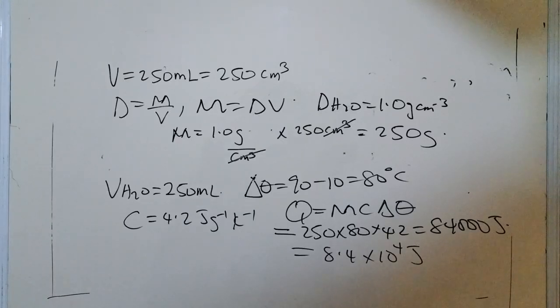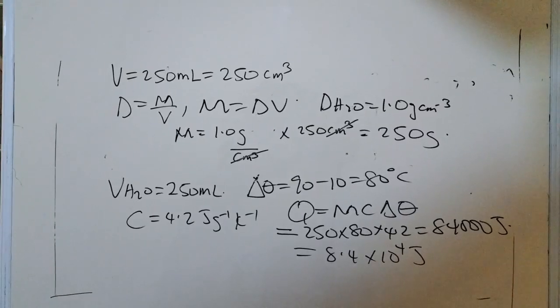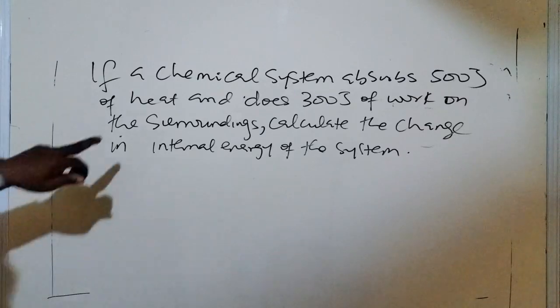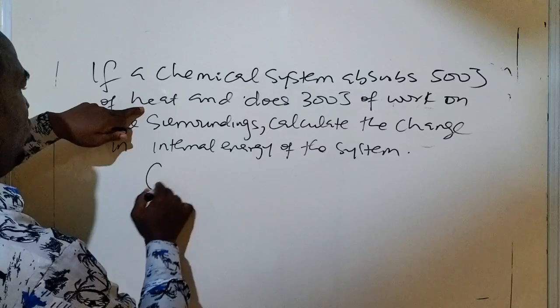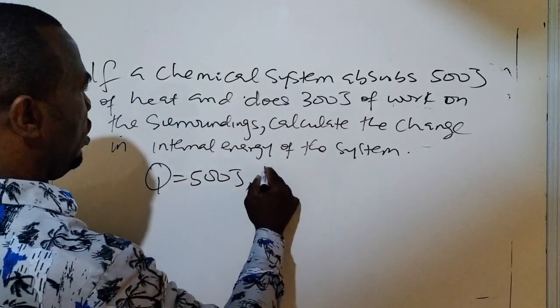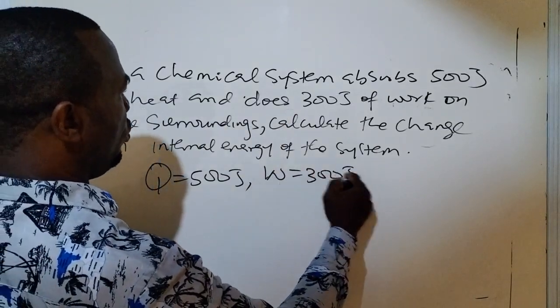Next, we look at some questions that involve the first law of thermodynamics. So let's look at this question that says, if a chemical system absorbs 500 joules of heat and does 300 joules of work on the surroundings, calculate the change in internal energy of the system. So look at this question. The heat absorbed, which is Q, is 500 joules. Then the work done is 300 joules.